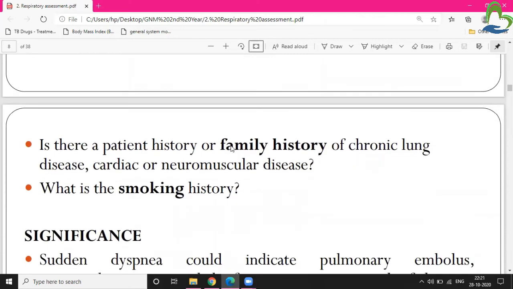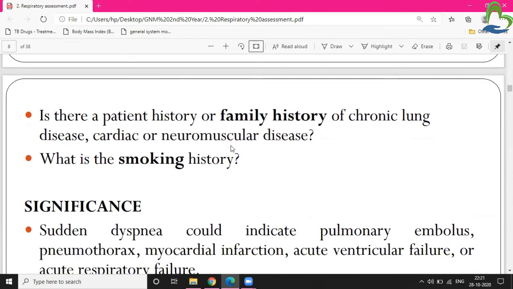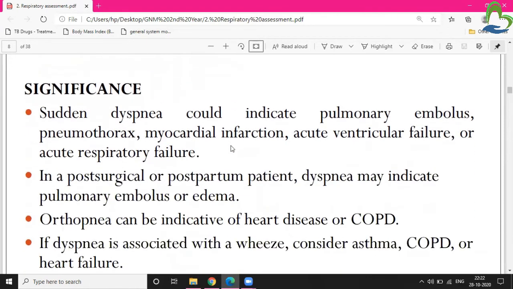We need to perform all the physical examination steps. Is there a patient history or a family history of chronic lung disease, cardiac, or neuromuscular disease? If they are having any kind of past surgical or medical history, or any kind of bad habit like smoking, we can take history like when they started smoking, or how long they have been smoking.